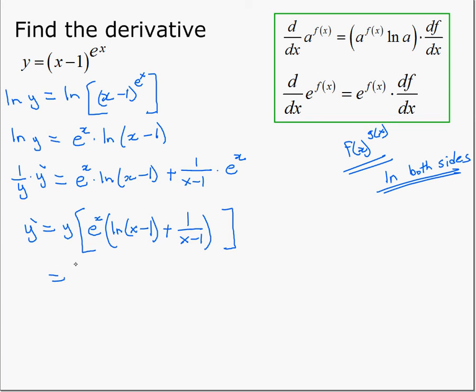And y, of course, we're given right here. We don't want y in our answer. We're looking for y prime in terms of x. So we want to replace y with the original question here, which means x minus 1 to the e to the x, and the bracket can stay the same. So e to the x, ln x minus 1 plus 1 over x minus 1, and then close that all in brackets.